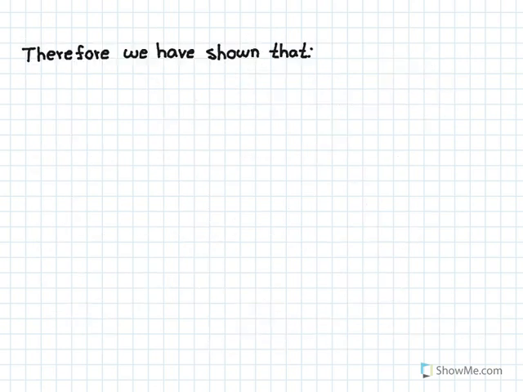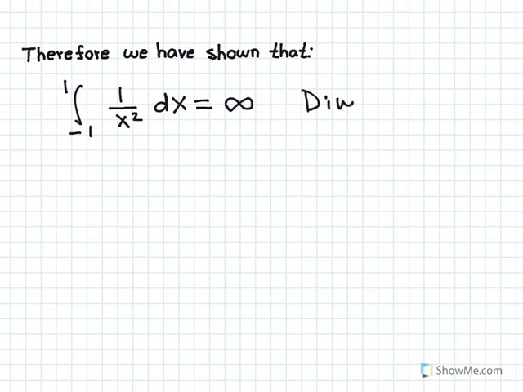So what we have shown is that the integral from negative 1 to 1, 1 over x squared dx is equal to infinity. That means this integral diverges.